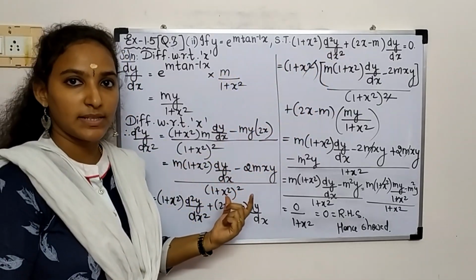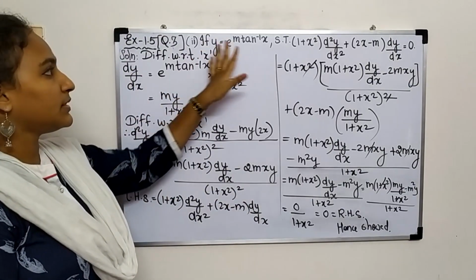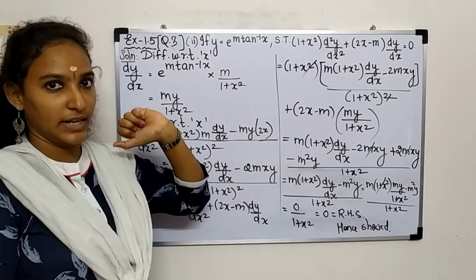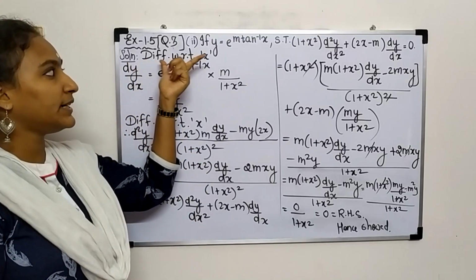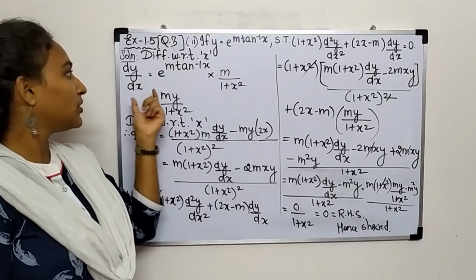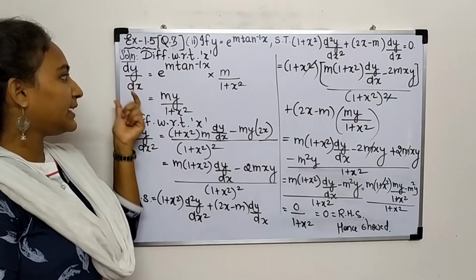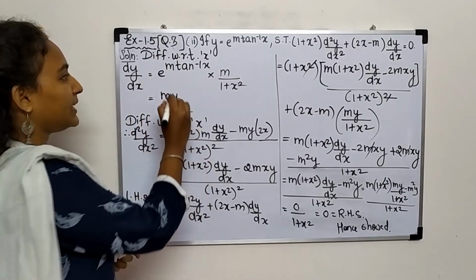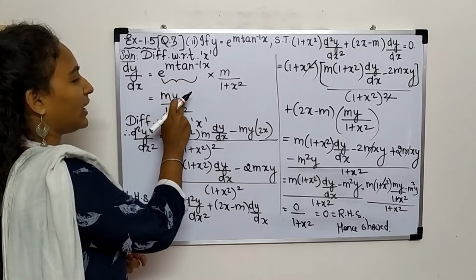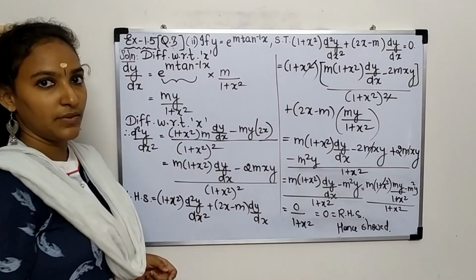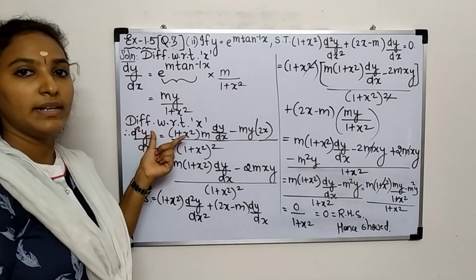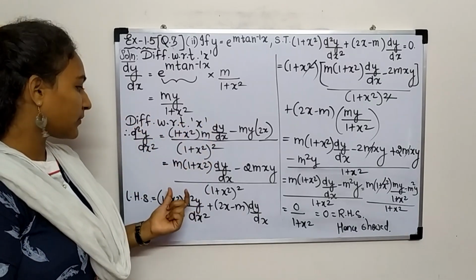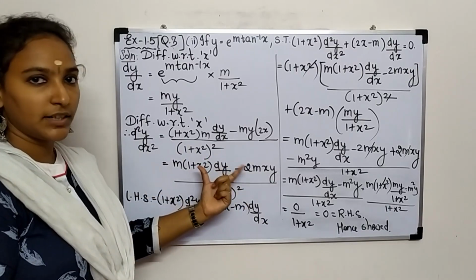Let us revise this once again. So this is your question. We had y equal to e power m tan inverse x. We differentiated with respect to x first. So we got dy by dx is equal to my upon 1 plus x square. We replaced y with e power m tan inverse x. Then again we differentiated with respect to x using the u upon v rule. So we got this whole big term.